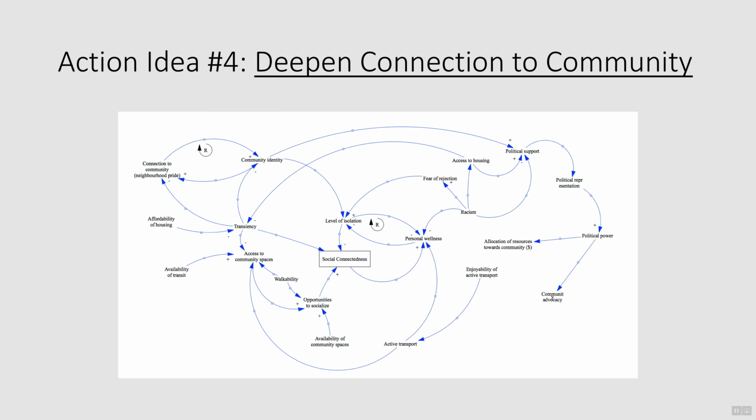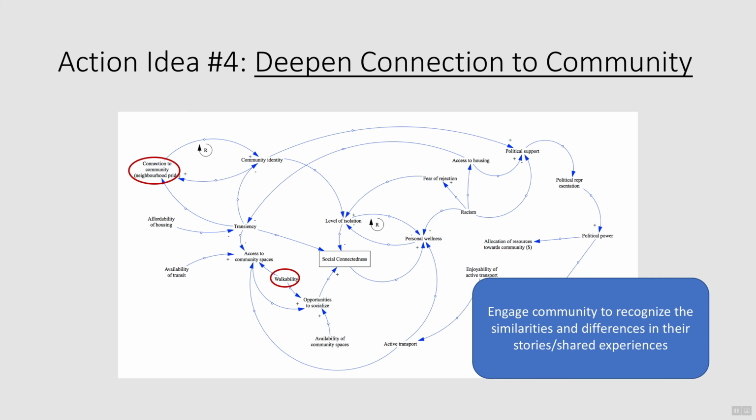The fourth action idea related to deepening connection to the community. This was a theme that ran throughout the causal loop diagram. Some of the ideas included making the community more walkable so that people felt more connected to their community. As well, it was suggested to engage the community to recognize the similarities and differences and the shared experiences they have as a way of addressing and overcoming racism.